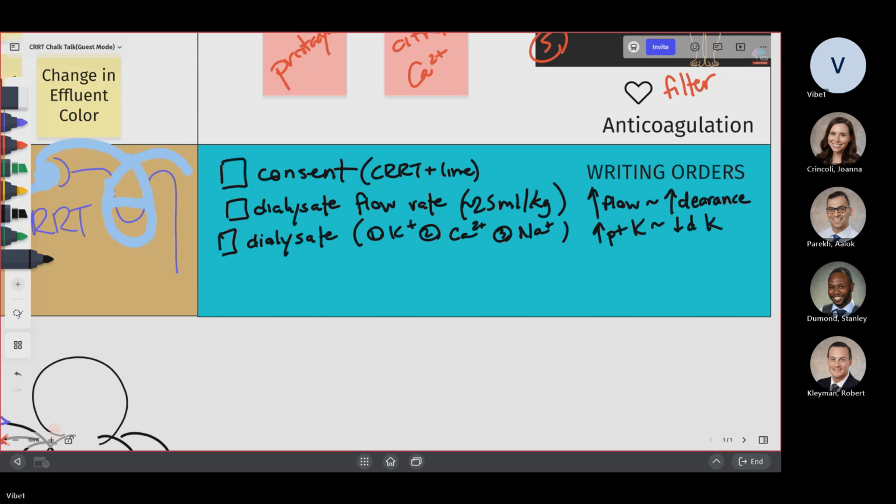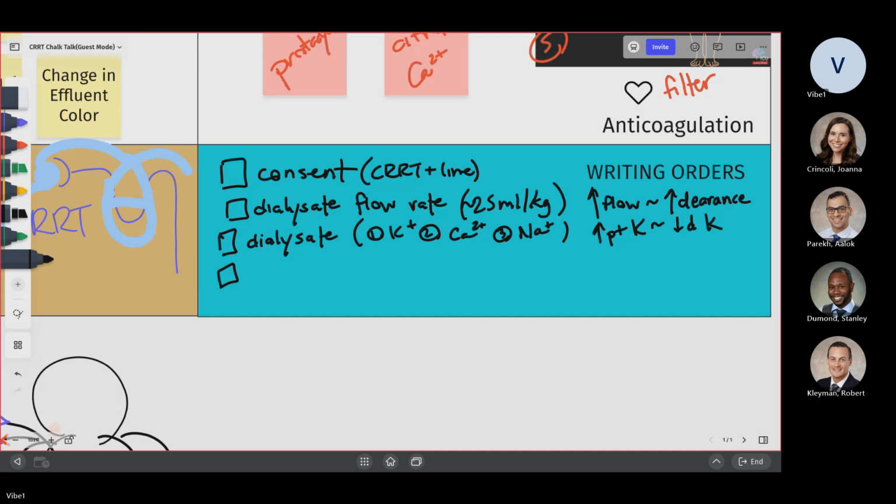The only reason you're using less flow is because these patients are on pressors. So anytime you pull fluid or you pull blood out of these patients, they are going to drop their blood pressures. So for hemodynamic stability, you usually try to keep the flow rates as low as possible. But understand one thing, when you're keeping low flow rates, you're going to have low clearances on the patient.